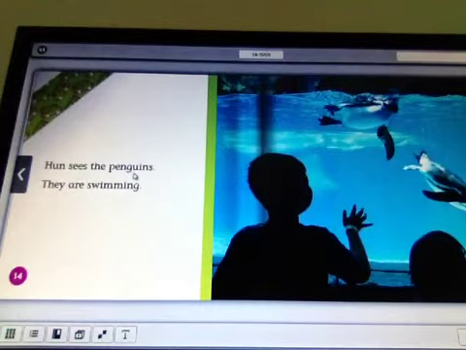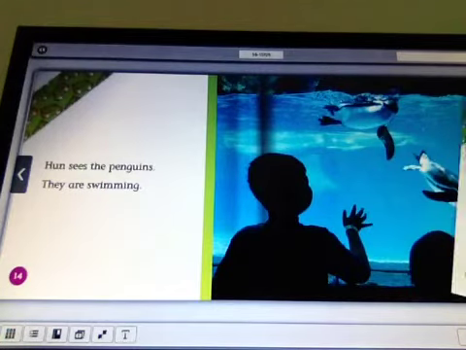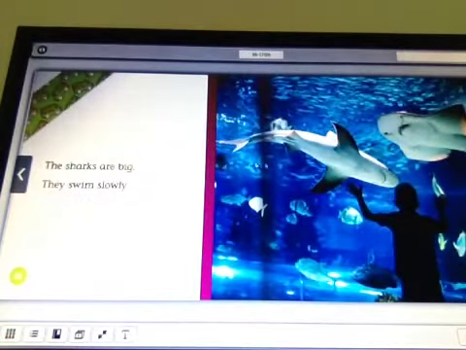Hun sees the penguins. They are swimming. Did you know that a penguin was a bird? Did you know that some birds live in the ocean and swim in the ocean? The sharks are big. They swim slowly. These sharks are big. Would you be brave enough to be this close to a shark?